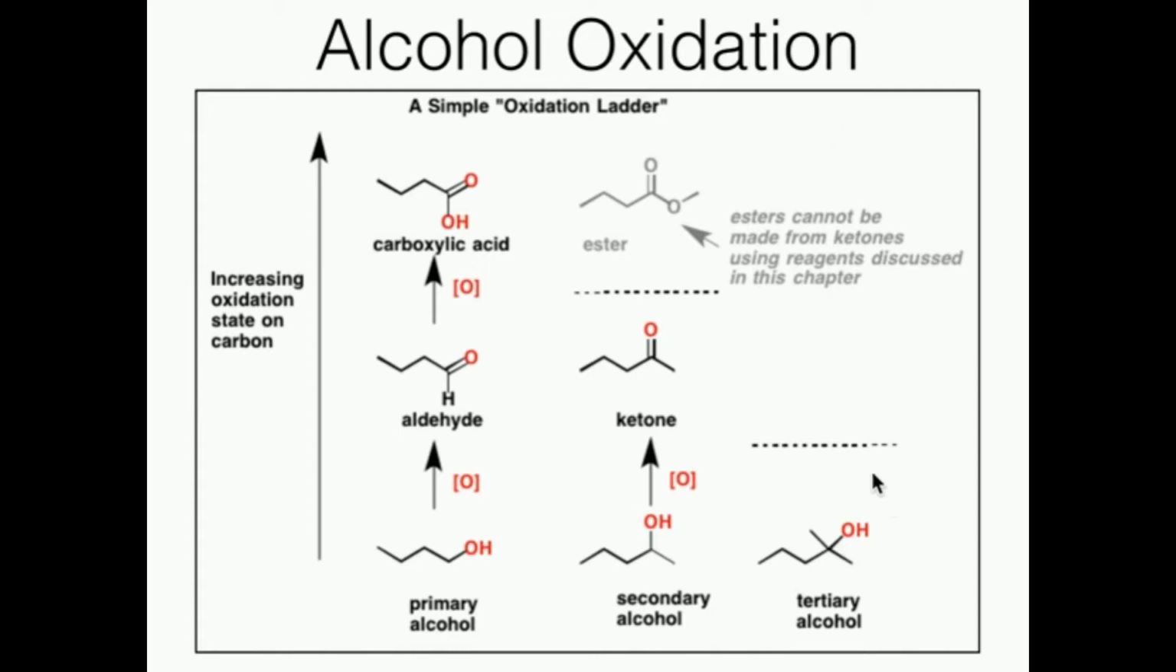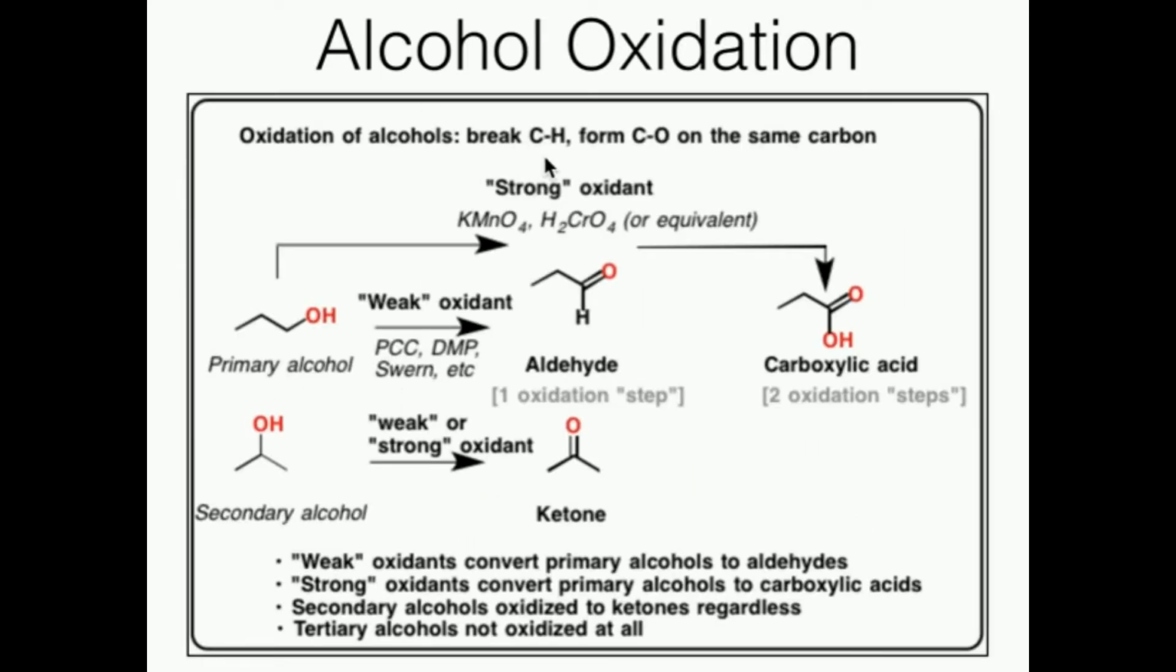So if you see a tertiary alcohol, so 1, 2, 3 carbon groups attached, there's no reaction with either a strong or weak oxidant. However, primary alcohols and secondary alcohols will both react. Now, I will go ahead and preface this here and then we'll discuss it more in the next video. Weak oxidants. The best example, which is the most common, is PCC. In fact, we'll have a whole video on that one.